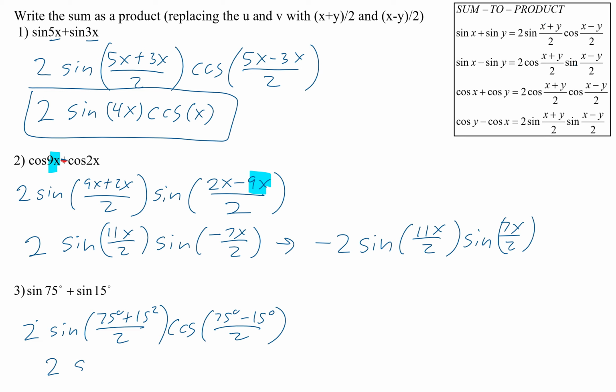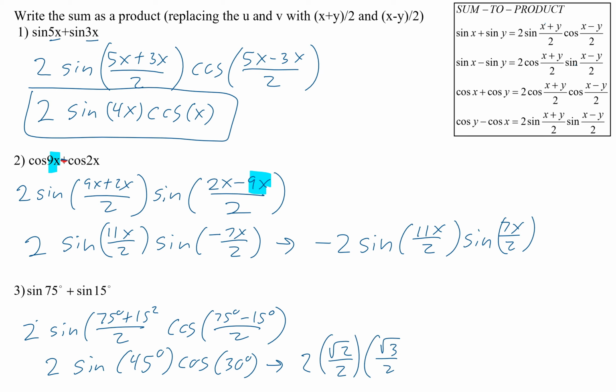Okay, so we end up with 2 sine 90 divided by 2. That's 45 degrees. And then that would give us 60 divided by 2 is 30 degrees. And now we just need to find their exact values. So sine would be rad 2 over 2. And cosine would be square root of 3 over 2, which ends up with rad 6 over 2.